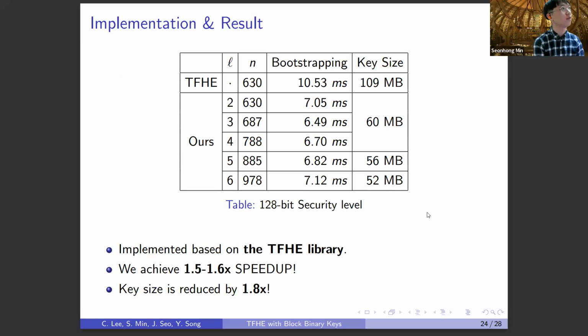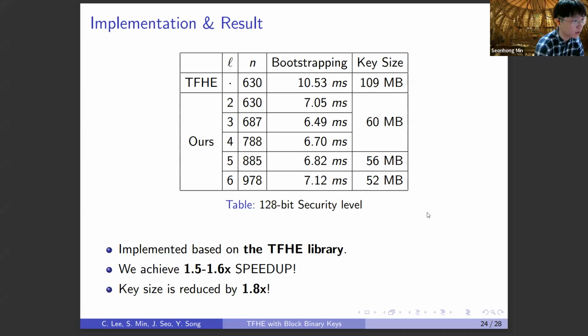So let's get into the implementation details. As you can see, it is implemented based on the TFHE library, and it achieves a 1.5 to 1.6 times speedup compared to the original TFHE library. Also, the key size is reduced by 1.8 times.